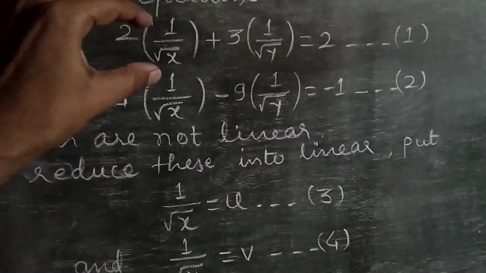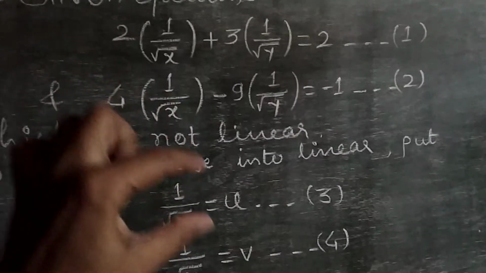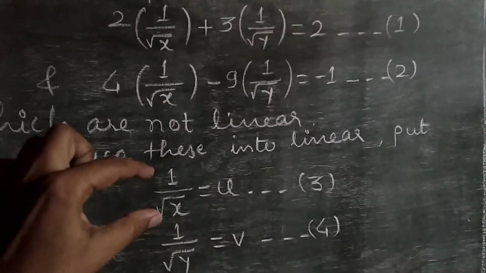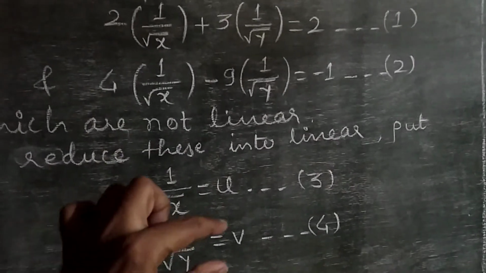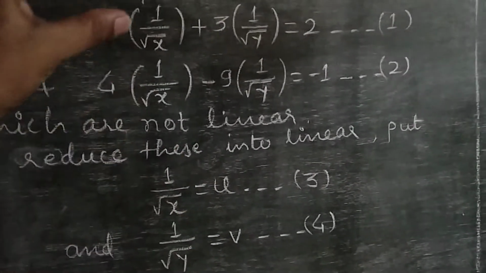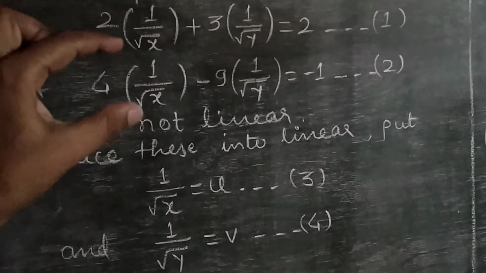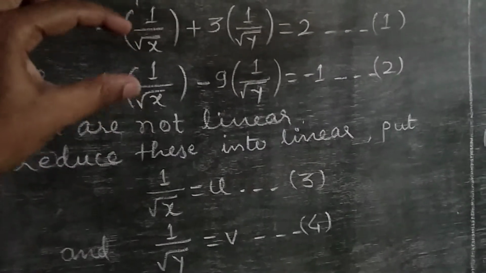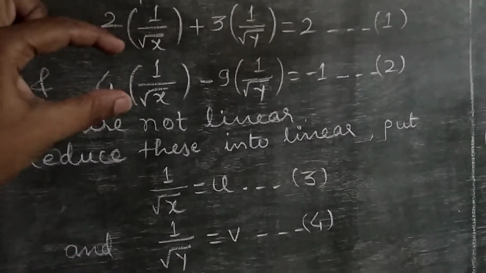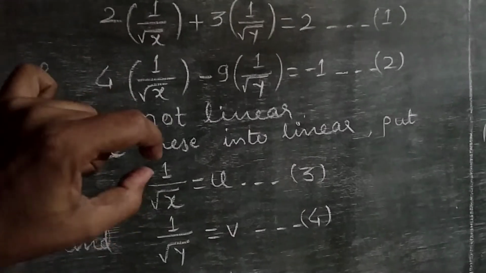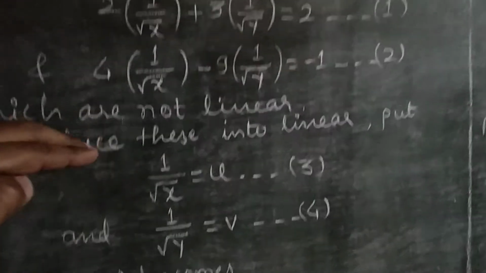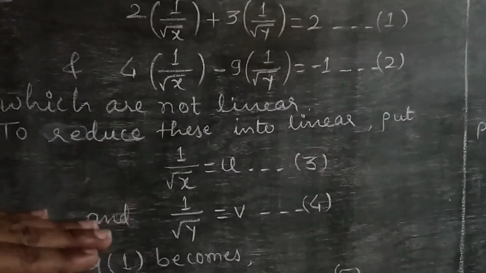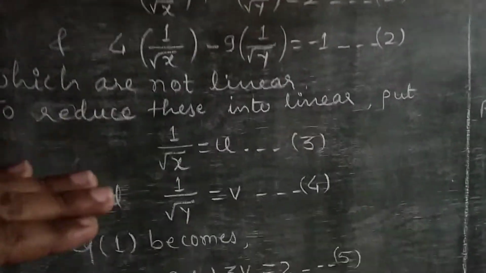So we will substitute this pattern as the new variables u and v. You can see here 1 upon root x, I have written u, and 1 upon root y equal to v. So this pattern should be the same. Make this pattern the same in both equations, and after that we will introduce the new variables u and v. Using this substitution, the given equations will become linear.